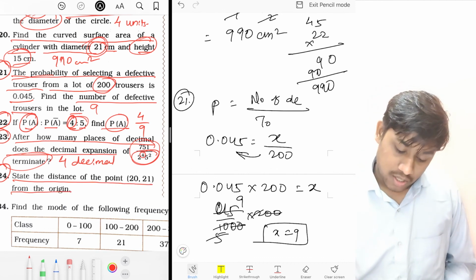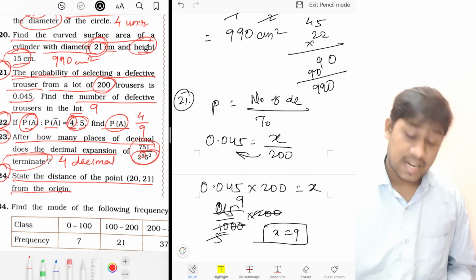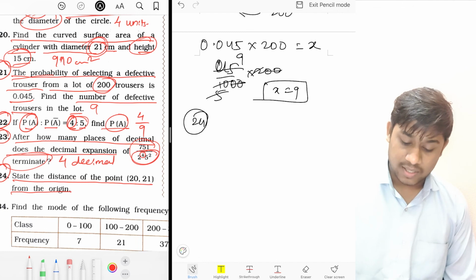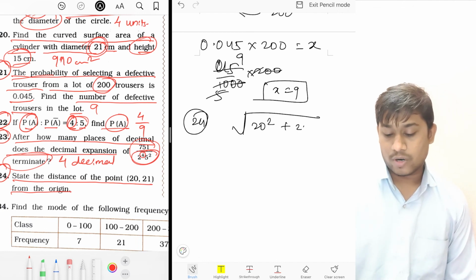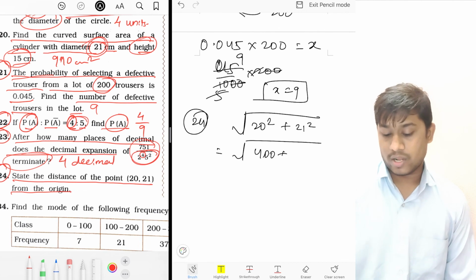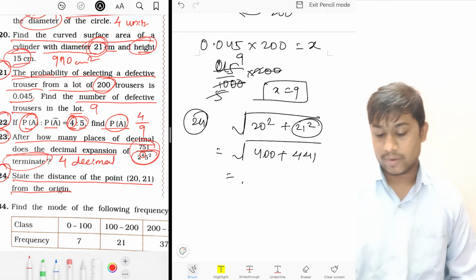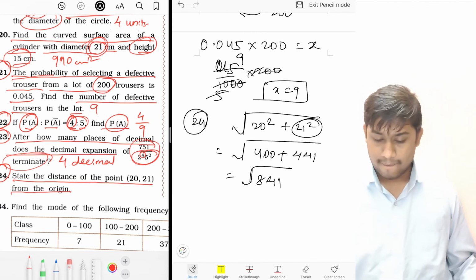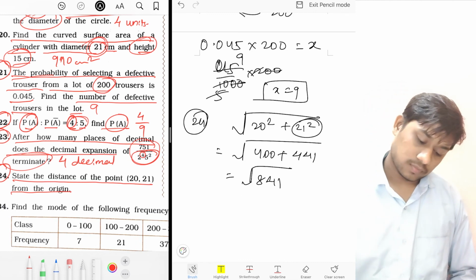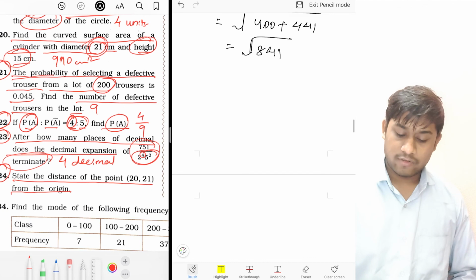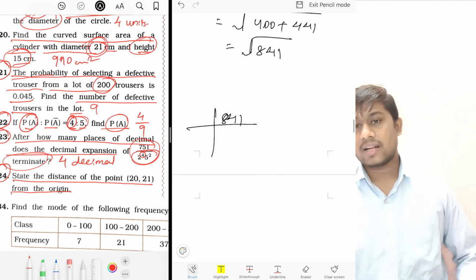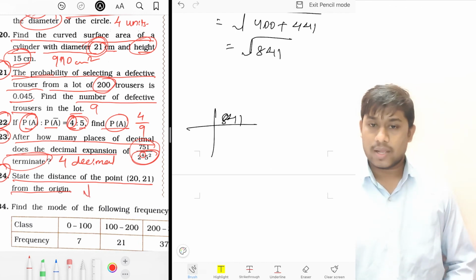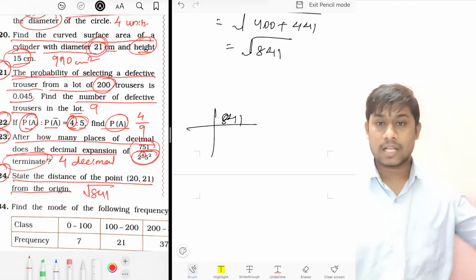State the distance of the point 20, 21 from the origin. So do you remember, I already explained to you before in standard paper number 1. If they are asking the distance from the origin, just take the square root by squaring the given coordinates. So what we have, 400 plus we have 441, so 841. So what is the square root of 841? Just go and check. Easy. Good. So 841, what we have, 8 plus 1 we have 9. So yeah, definitely it is not going to be a perfect square. So I can write this as square root 841. Okay.